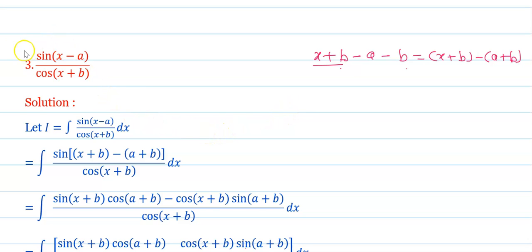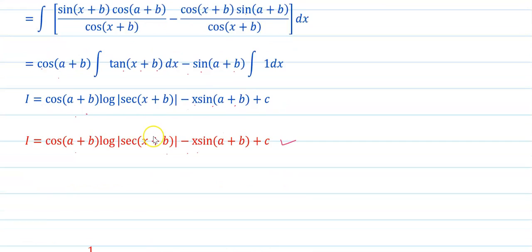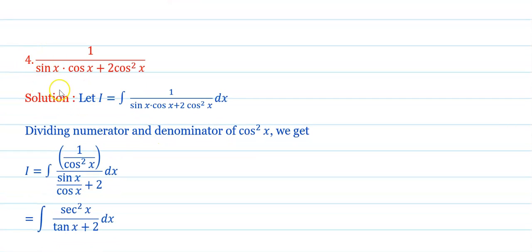Okay, easy problem is this. Next, problem number 4: I is equal to the integral of 1 upon sin x into cos x plus 2 cos square x, into dx. Okay, now here divide the numerator and the denominator by cos square x.